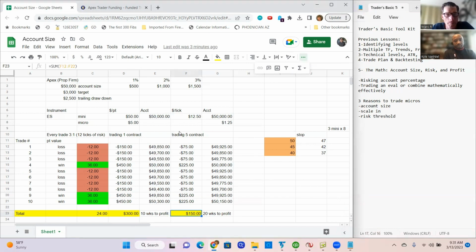But if you're going to try and make a $3,000 price target trading 1 micro per trade, going back to this, you're going to make $30 a week. You might be okay with that, but $30 a week times 52 weeks, you're going to make $1,500 a year trading.